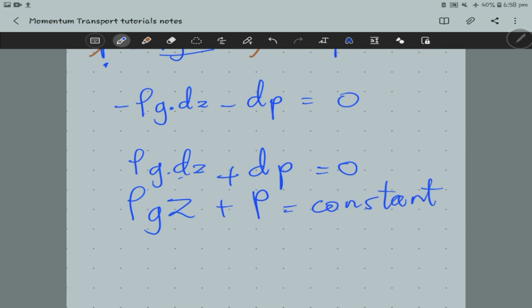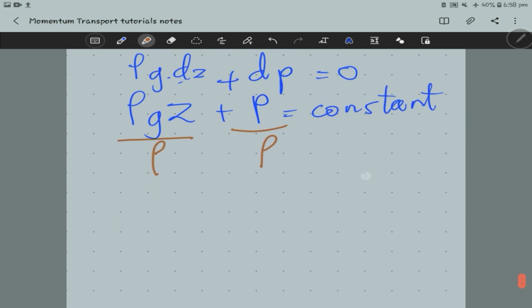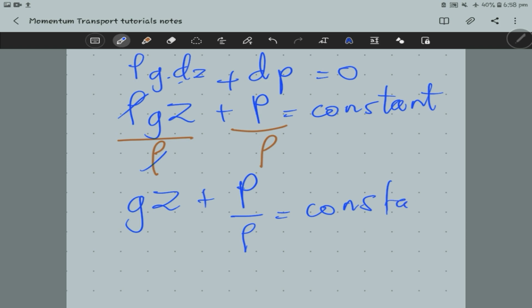Right? After integration, we get a constant here. So that's what we have. This is the basic form of the hydrostatic equation. If we divide through by rho, we end up getting g and z, and then we have P on rho. It's a constant. This is the basic form.